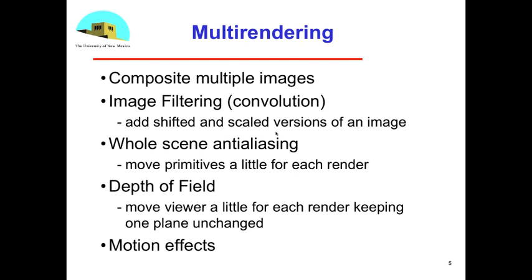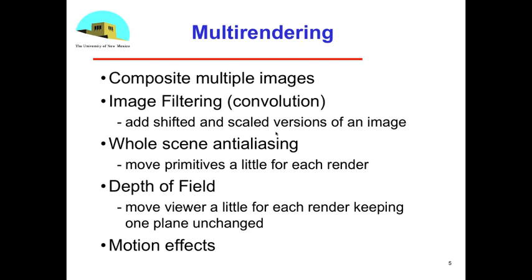So one way to do this, and this again is worked out in the book, is to move the viewer a little bit, re-render, move the viewer again a little bit, jitter the position of the viewer, but do it in a controlled way so that one plane isn't changed. And that one plane is the plane that stays in focus when you blend those images together. So it's a very nice technique, again, combining the graphical 3D view of the world with some digital techniques that allow you to do the compositing.